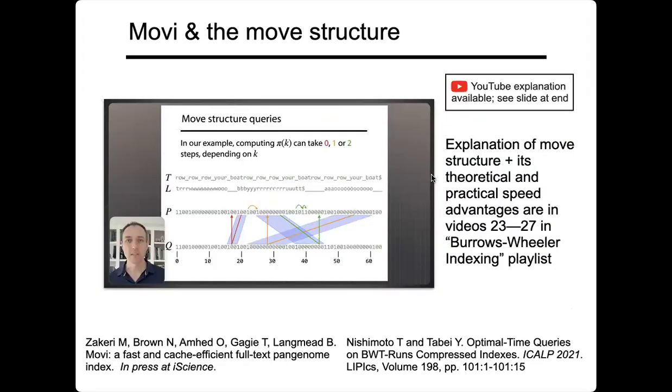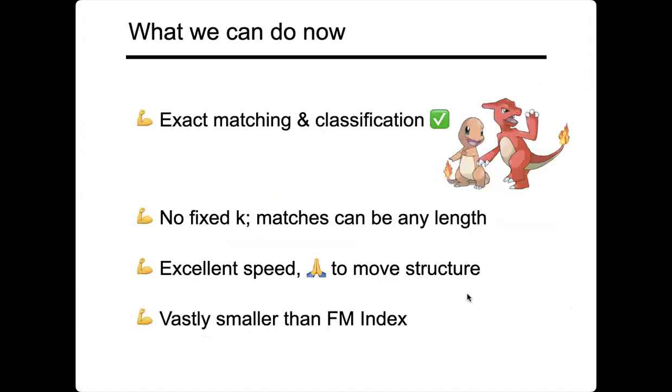Here's the video. That's where I explain the move structure as well as my point about why it's fast. Okay, so with my remaining time, I want to say, what can we do now? Armander, Armelian, check. We can do both those things. Armelian is in fact really competitive, even with alignment-based approaches. So I'd say that's a very strong sign of success.